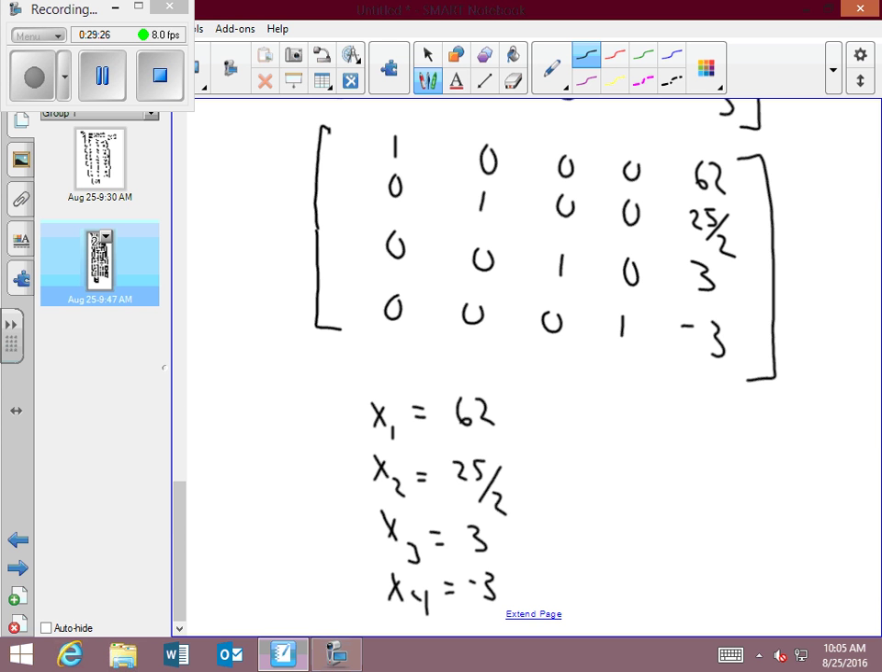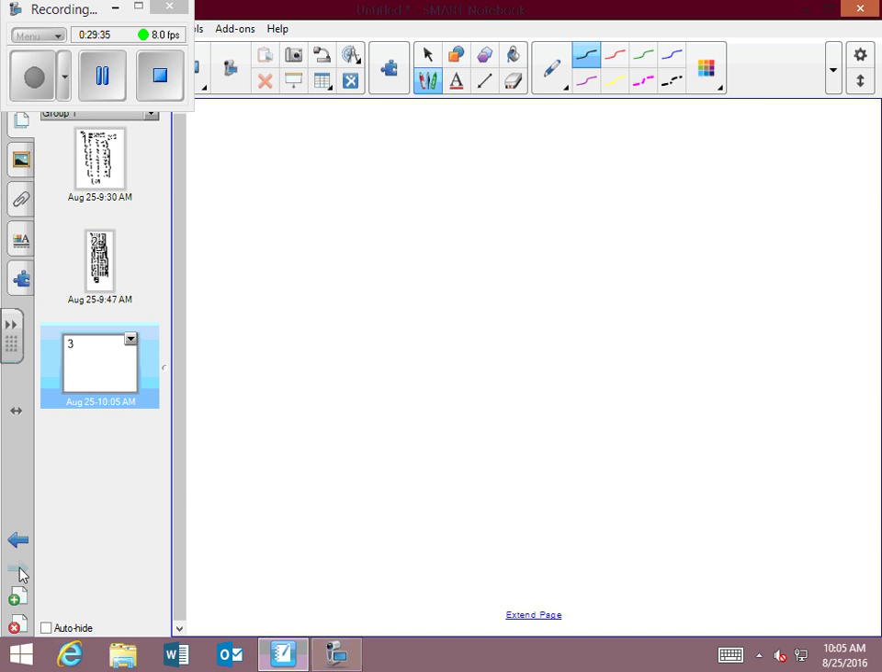Let's look at exercises 11 through 14, and it says solve the system. And I'm going to say we're going to solve the system using augmented matrix. X1 minus 3x2 equals 5.